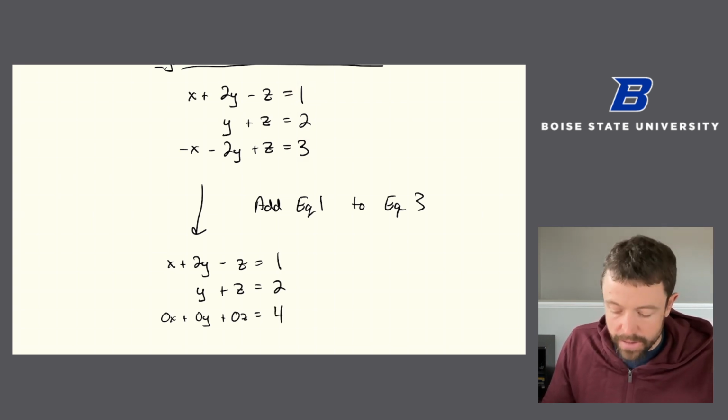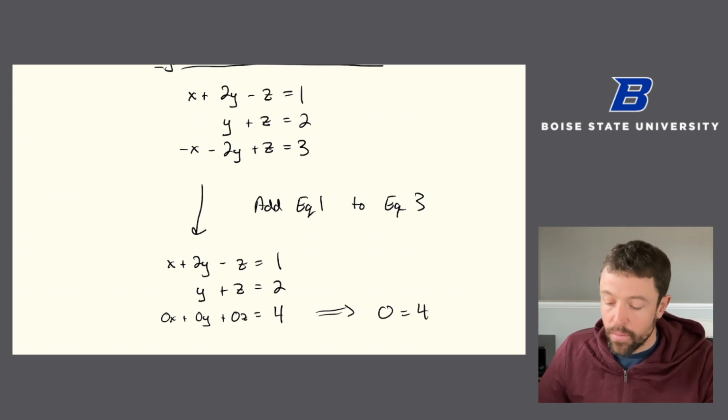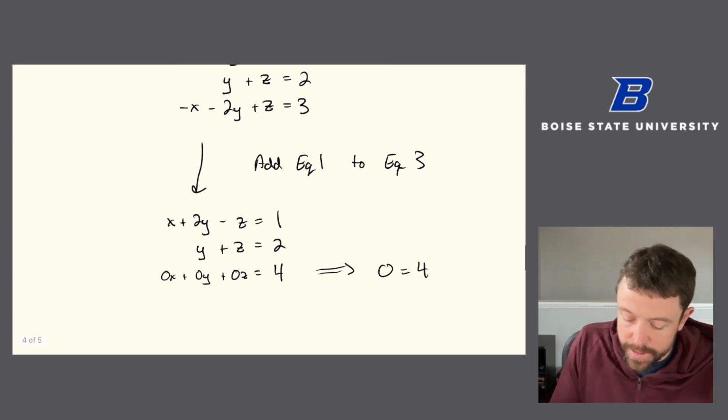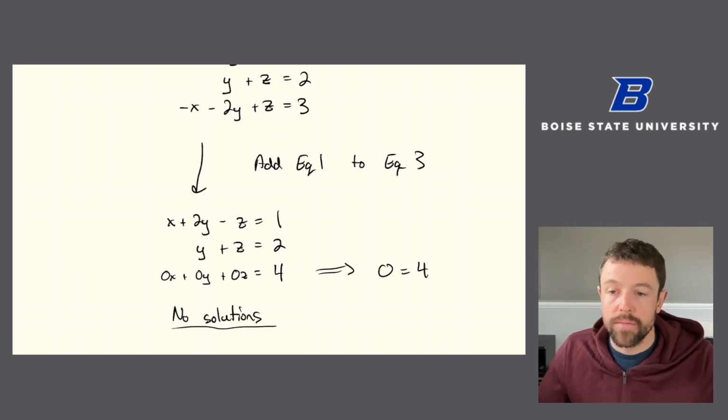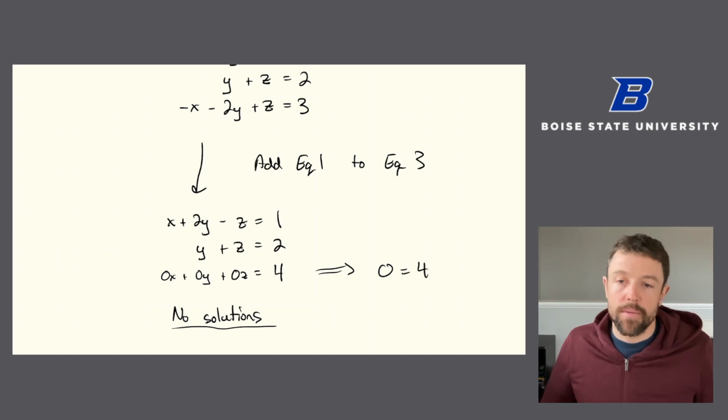Written another way, this says that 0 equals 4, which is not true. 0 is not 4. What does this mean? This means that we have no solutions. And this is what will always happen when you have no solutions. You'll try to transform your system into echelon form, and you'll end up with an equation that is not true. That is, you'll have 0 is equal to some number other than 0. So that was one thing I wanted to look at.